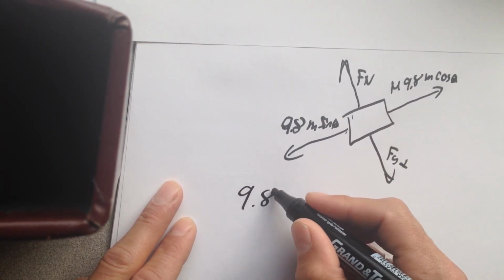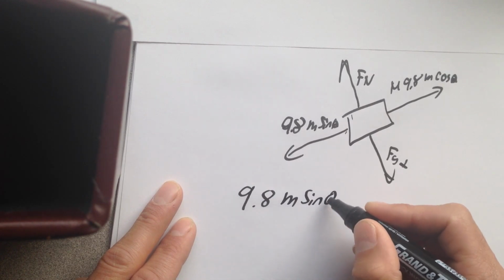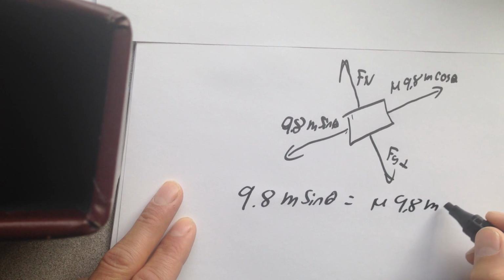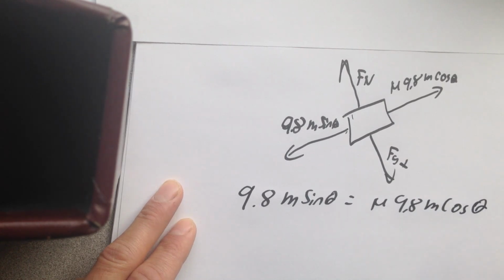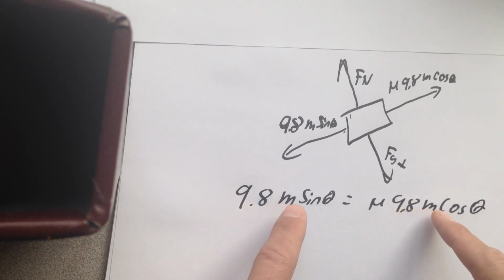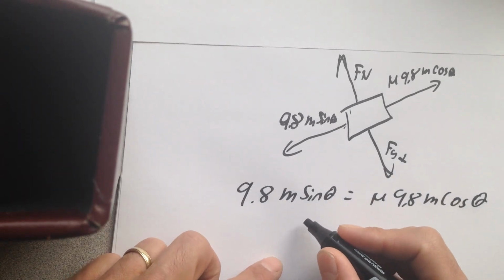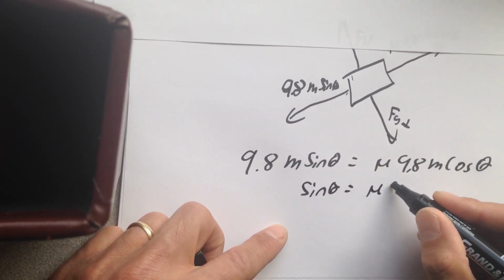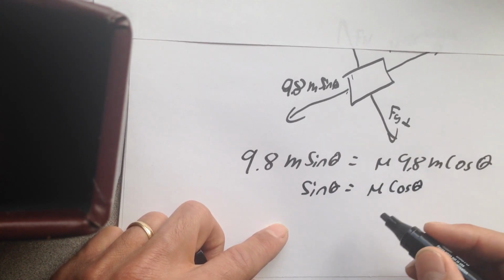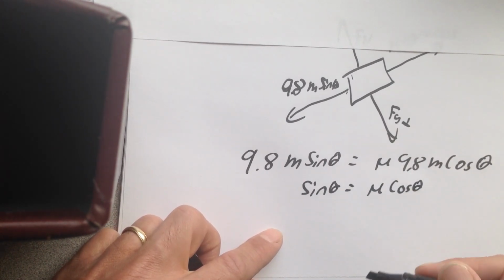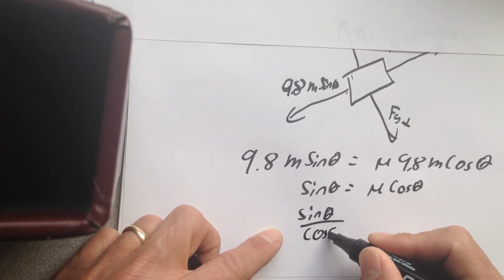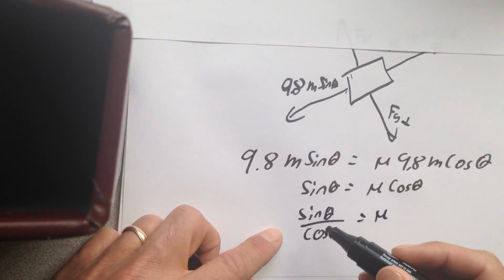So simply 9.8 m sine theta is mu 9.8 m cos theta. Cancel the 9.8s, cancel the m's. So sine theta is equal to mu cos theta. Divide both sides by the cosine of theta. Sine theta over cos theta is equal to mu.